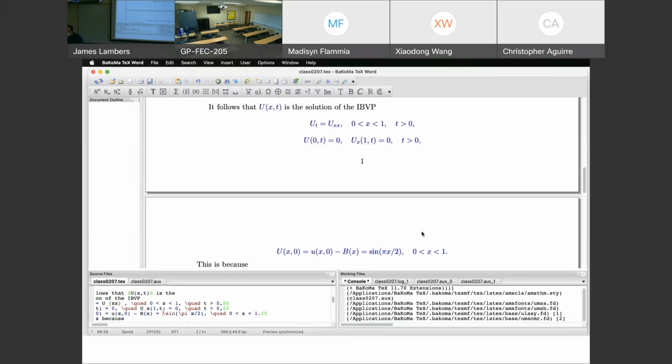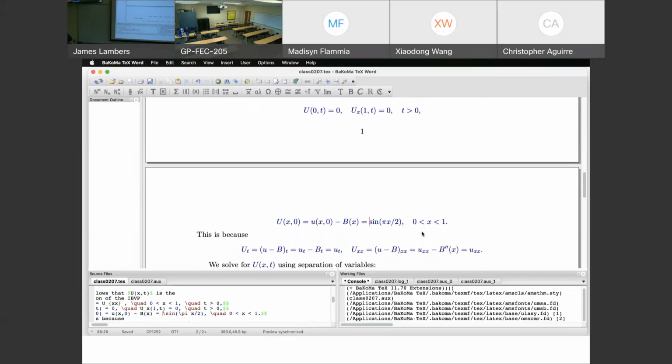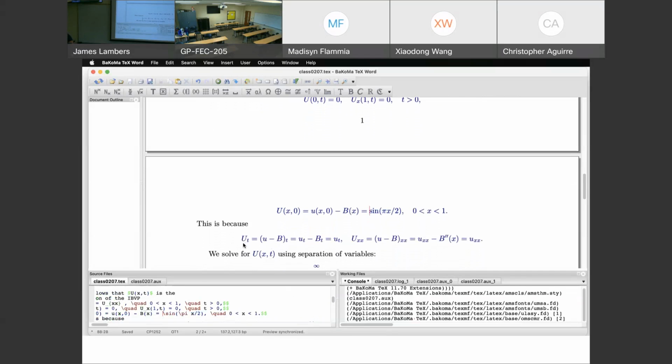Now, to see why the PDE is the same in this case, it doesn't always happen. Look at capital U_t. Well, capital U is little u minus b. I take the derivative of all of that with respect to t. But b is a function of only x. So b_t here is 0. So capital U_t and little u_t are the same.